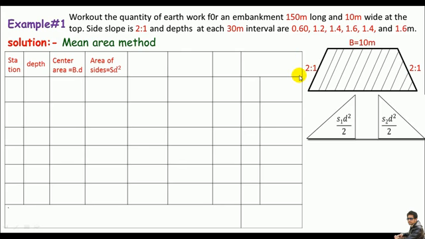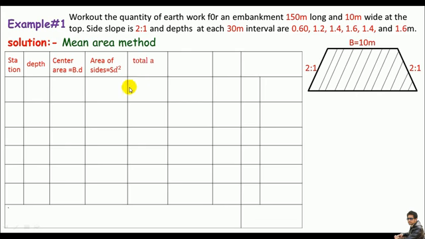Remember, if the slope is not uniform on both sides, then the formula is written as SD square divided by 2 for one side and SD square divided by 2 for the other side. This time the slopes are the same on both sides, so I'll use only SD square. This is a simple formula, right? And then we'll add columns 3 and 4, which gives the total area of this section.